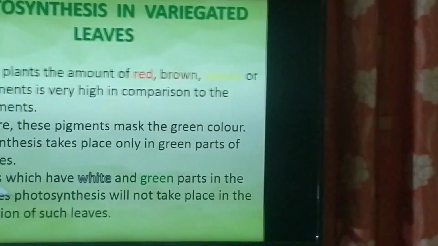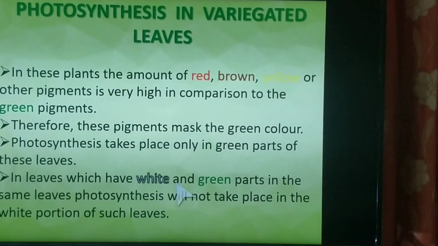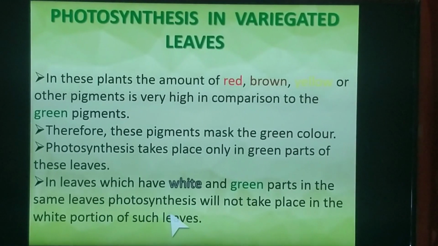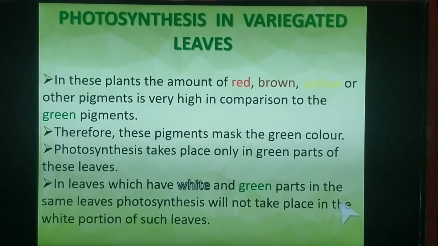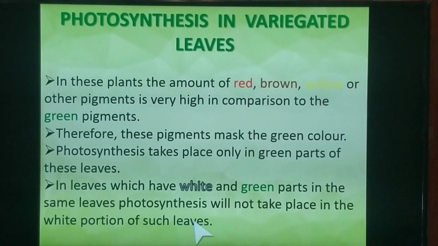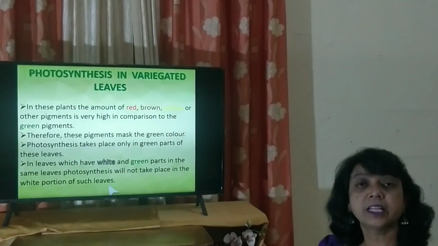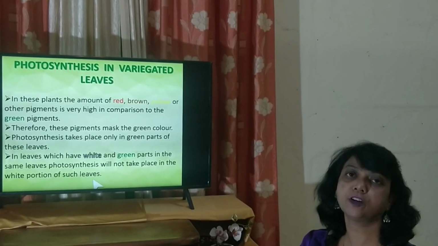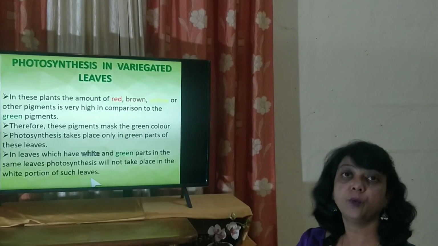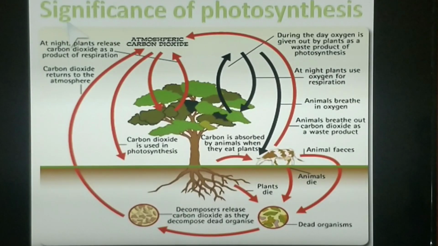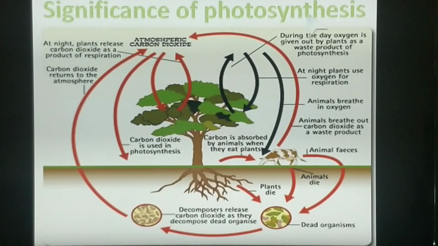In leaves which have white and green parts, in the same leaves, photosynthesis will not take place in the white portion of such leaves. That means photosynthesis will take place only in the green part of the leaf, where it contains chlorophyll. Let us understand the significance of photosynthesis.